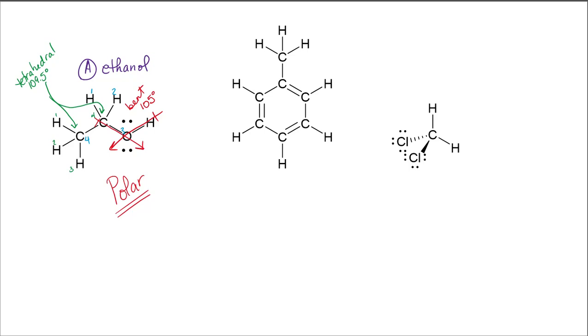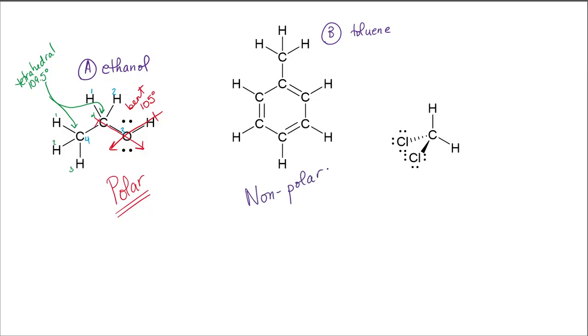Over here, let's go to molecule letter B. This is a molecule of toluene. If you've ever used paint thinner, then you have used toluene. So taking a look at this molecule, the first question we've got to ask ourselves is, are there any polar bonds anywhere in this molecule? And the answer is no. Since there are no polar bonds, this molecule is nonpolar.